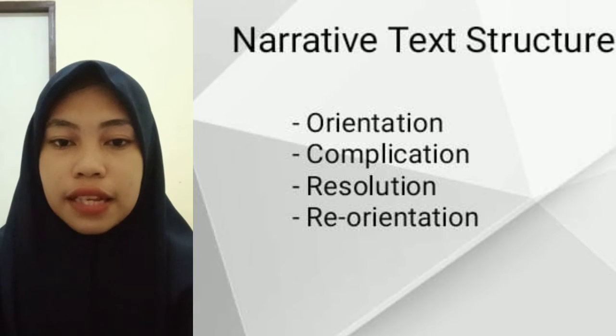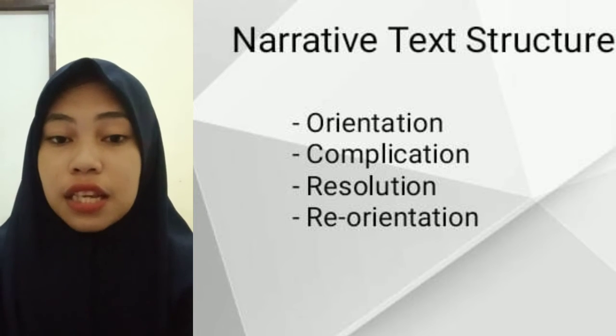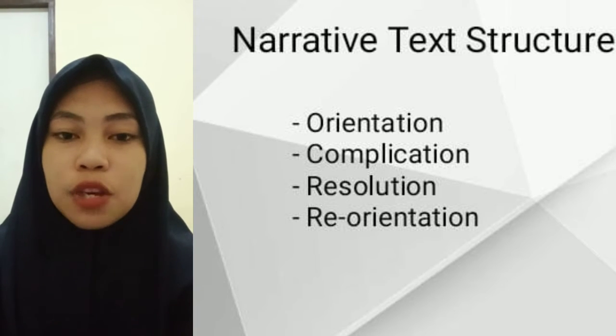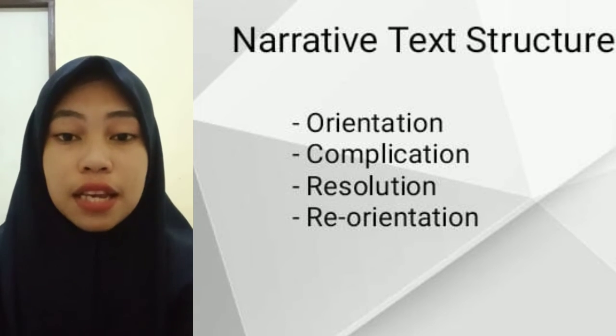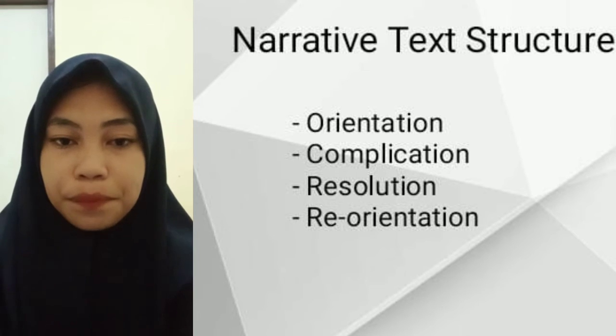Next, narrative text structure. Orientation, or so-called introduction, contains who, when, and where a story is set. Next, complication. Complication tells the beginning of the problem that causes the peak of the problem, or what is commonly called the climax. This section usually involves the main character of the story.